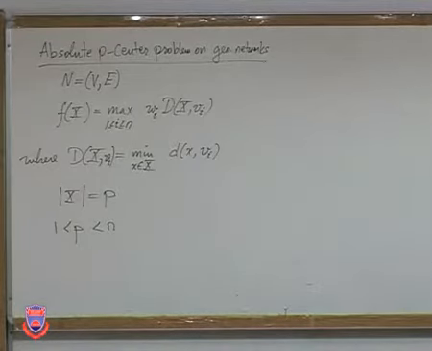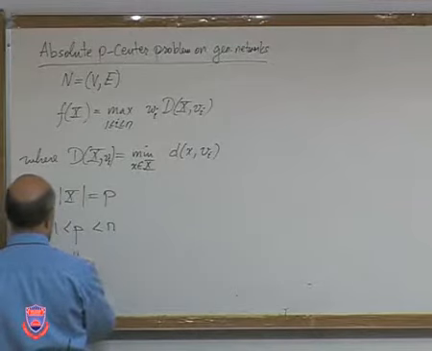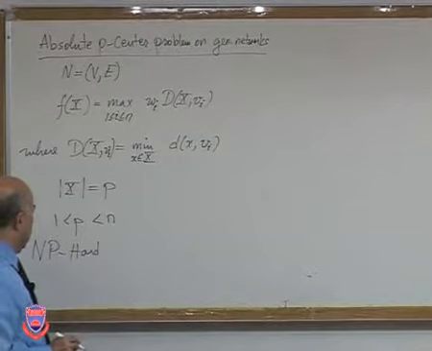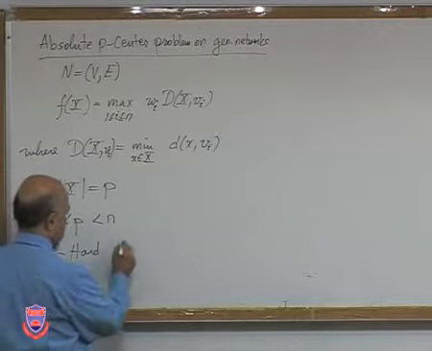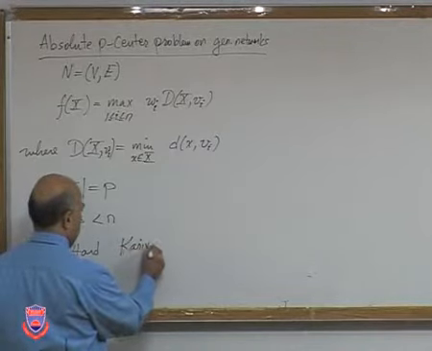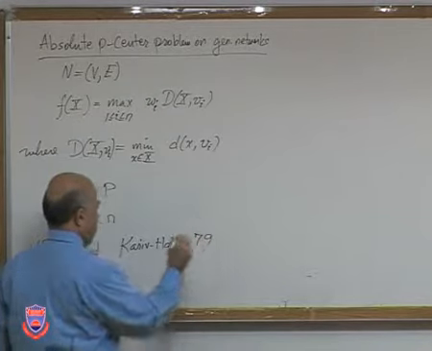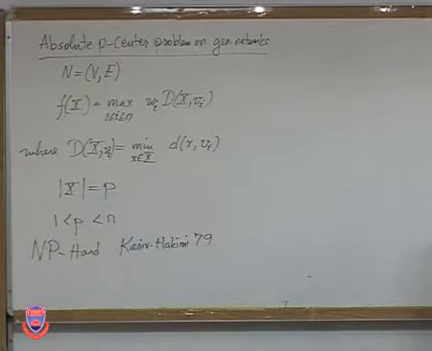This problem is NP complete. The proof is due to Kariv and Hakimi. The recognition version is NP complete. As an optimization problem, people refer to it loosely as NP hard. So the proof is due to Kariv and Hakimi, SIAM Journal on Applied Mathematics, back in '79. That's the paper. Okay?